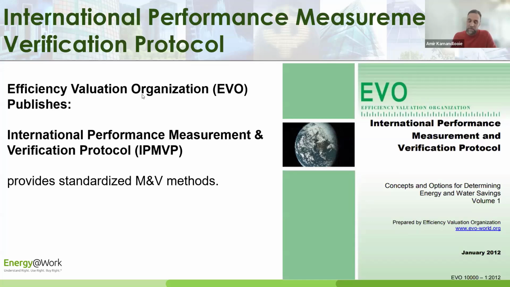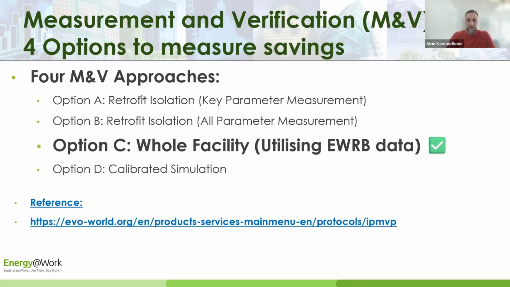EVO, in the guideline, provides 4 options for us to be able to quantify the savings. Option A and B, that is at the micro level, we look at the equipment, we have to collect the data. And this is key, and probably a bit time consuming and sometimes expensive. But we have a real advantage by having EWRB available, which is showing us how much our facility, our condominium building, has used energy in the last years in terms of gas, electricity, and water.